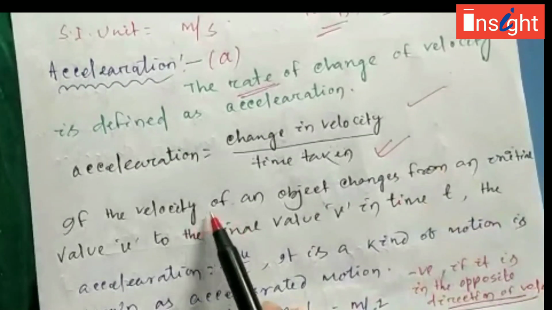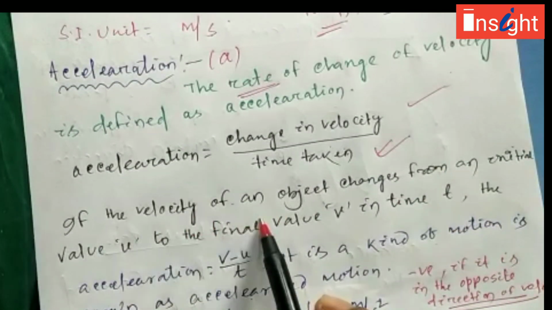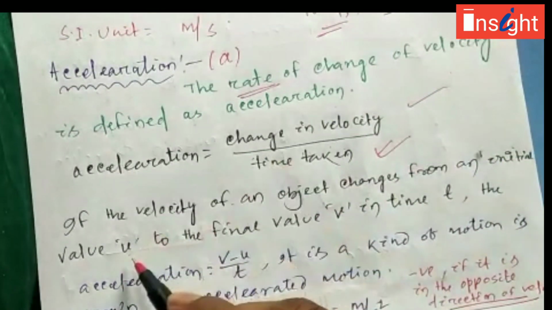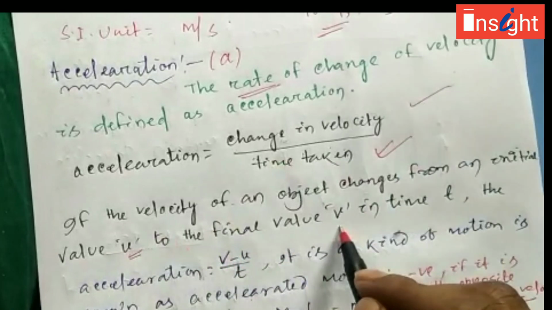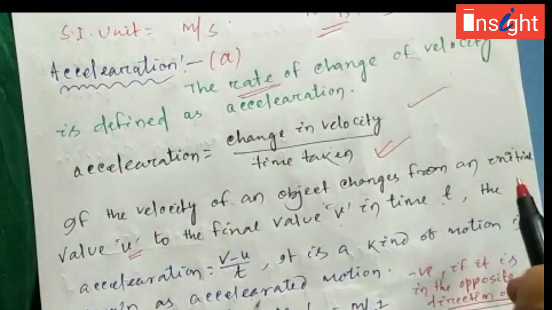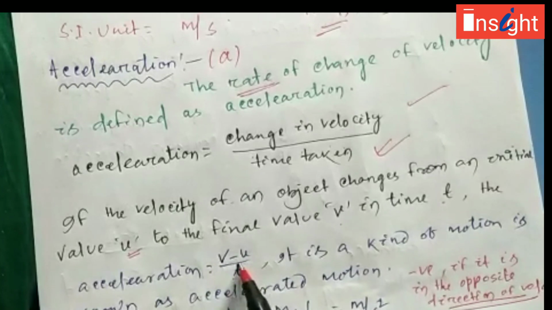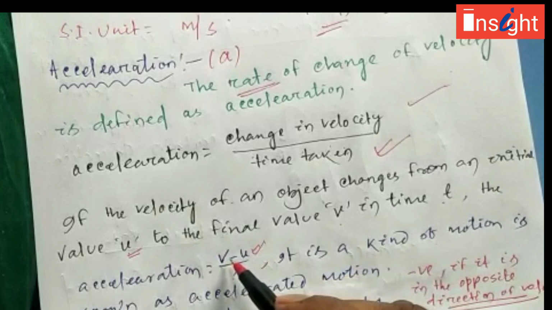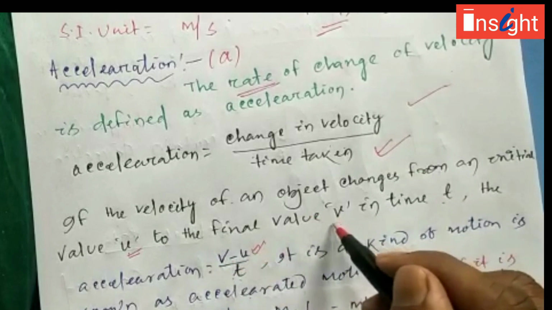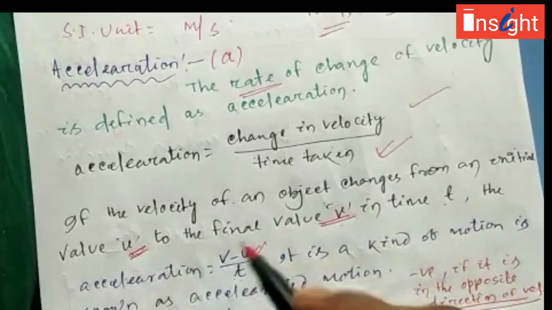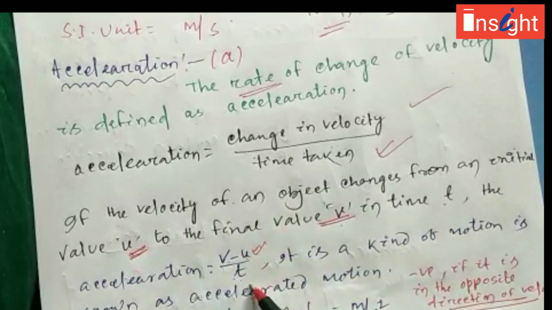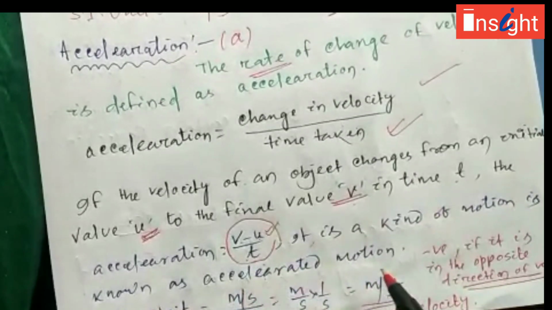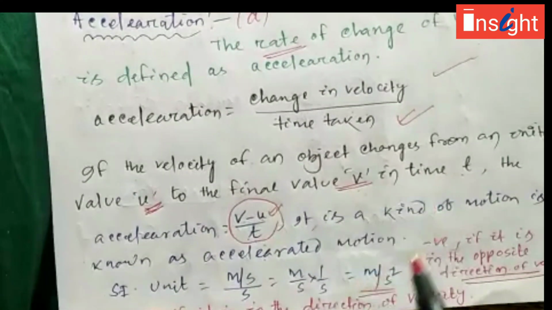Suppose, for example, the velocity of an object changes from an initial value u to the final value v in time t. Then the acceleration is given as a = (v - u)/t, because v minus u is the change in velocity, final velocity v minus initial velocity u, divided by time. This kind of motion is known as accelerated motion.